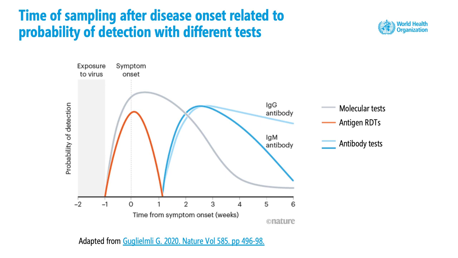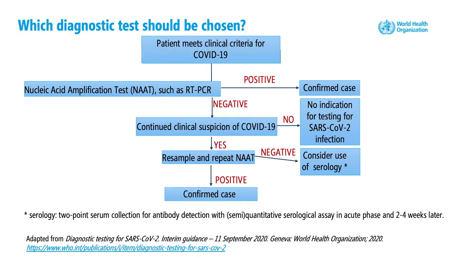Antibody tests, however, detect infection several weeks after symptom onset. This is the reason why they are not the test of choice to detect acute infections. Molecular and antigen tests can detect virus before symptom onset. So, how should a clinician choose which test to order?